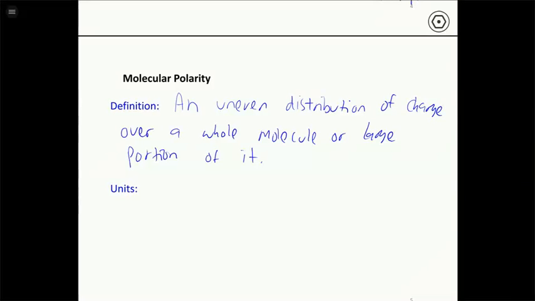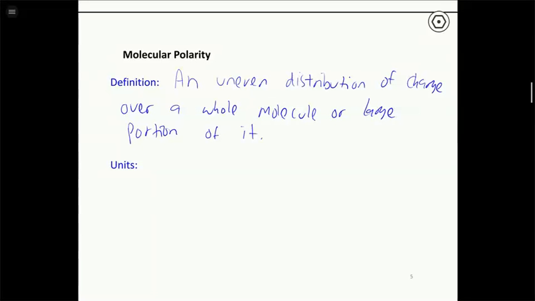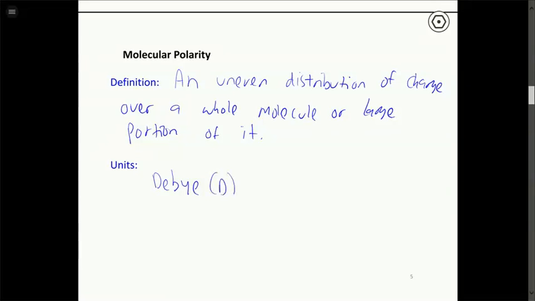So there is a unit for polarity. We're not going to really talk about the quantitative aspect of this, but you can measure the polarity of molecules if you wanted to. The unit is called the debye, named after somebody, and I don't think you'll see any homework problems on this, but just to be familiar with it. This unit is derived from simpler units.